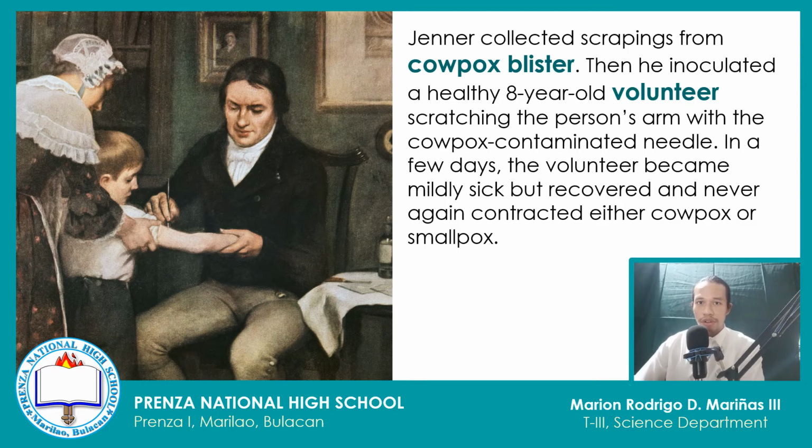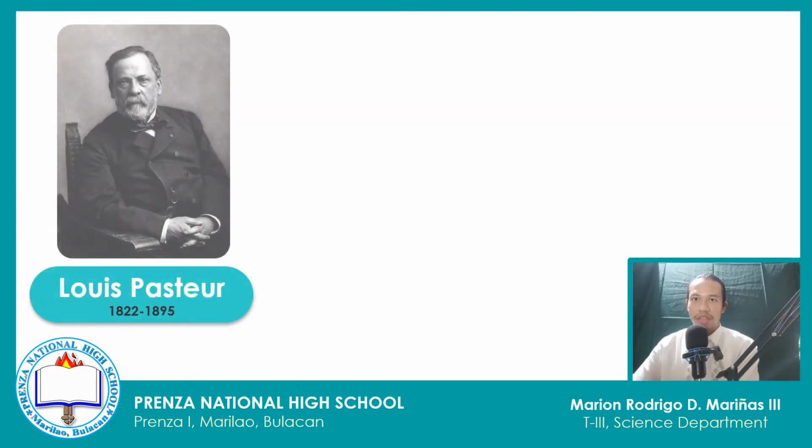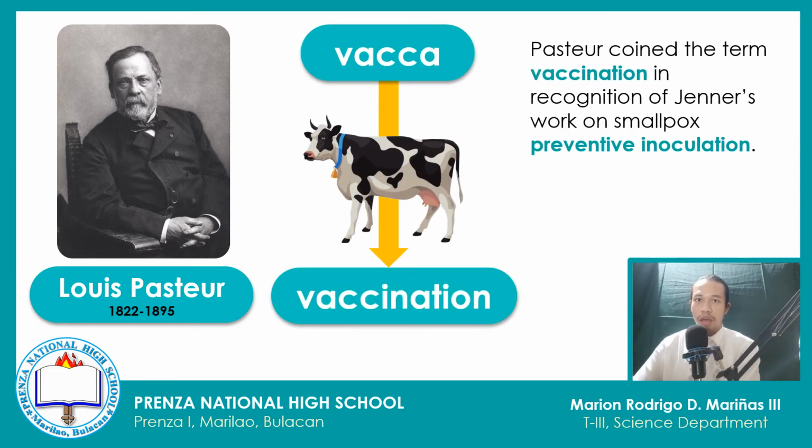The scratch turned into a raised bump. In a few days, the volunteer became mildly sick, but recovered and never again contracted either cowpox or smallpox. The process was called vaccination from the Latin word vacca meaning cow. Louis Pasteur gave the process this name in honor of Jenner's work. Pasteur then called the material vaccine for cultures of a virulent microorganism used for preventive inoculation.